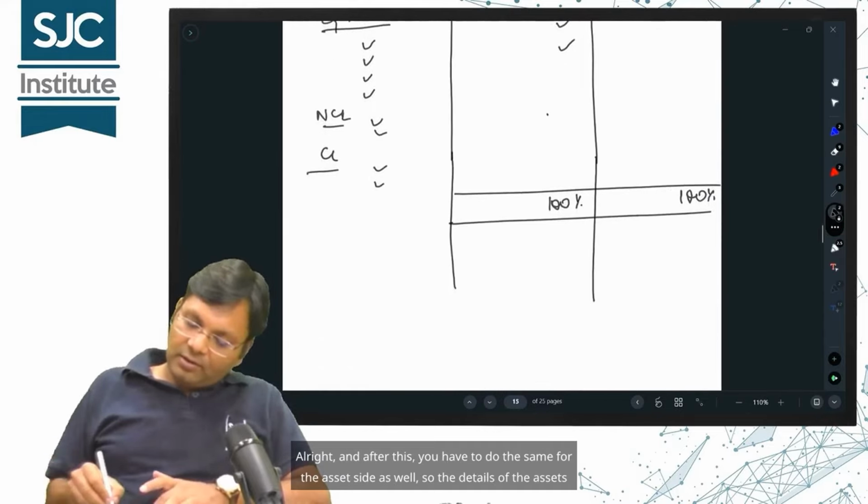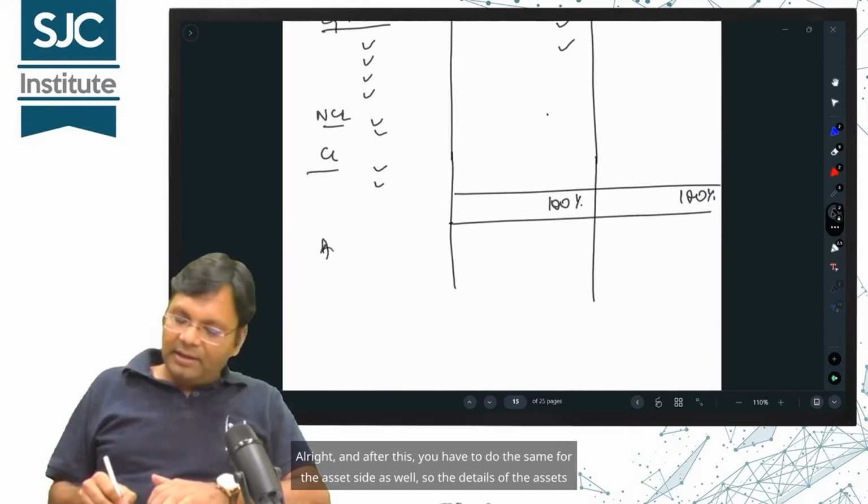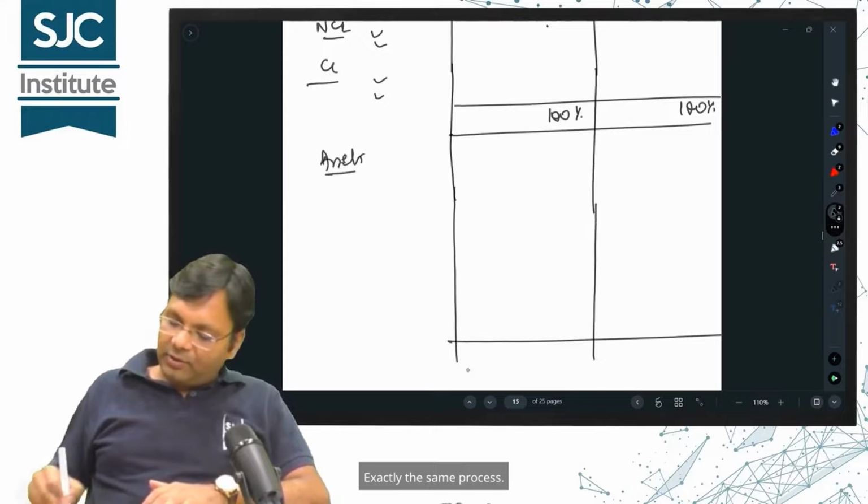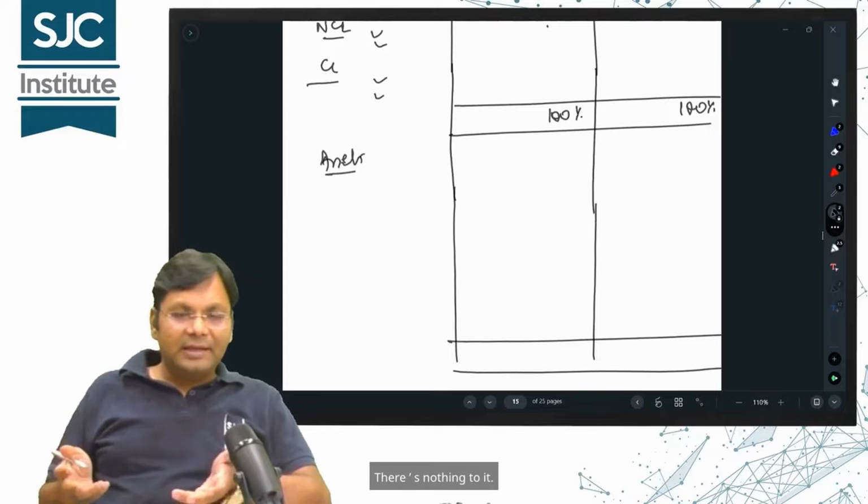And after this, you have to do the same for the assets side as well, so the details of the assets will also be done in the same way. Exactly the same process. There's nothing to it.